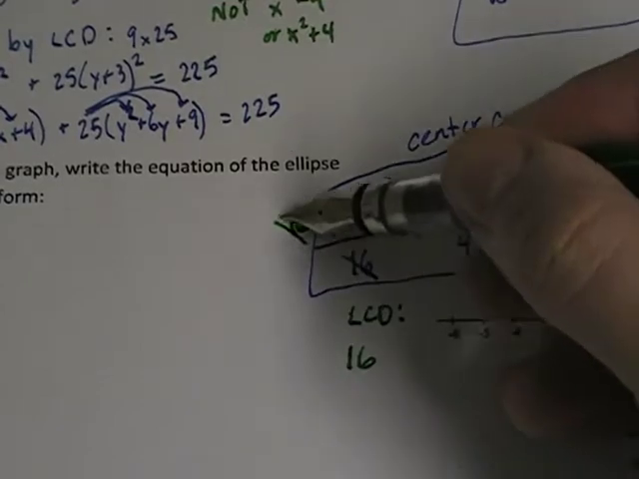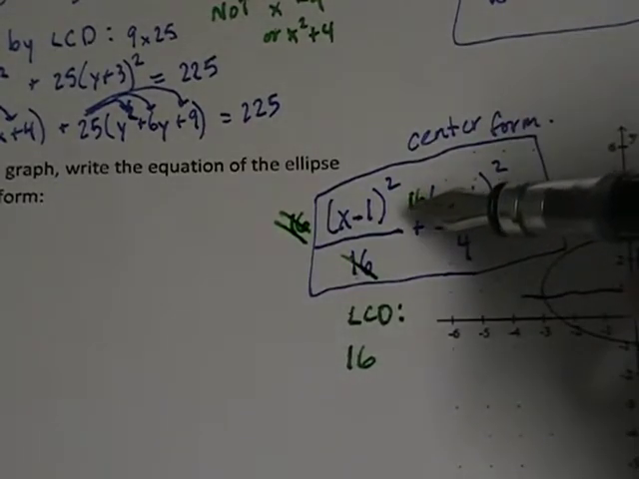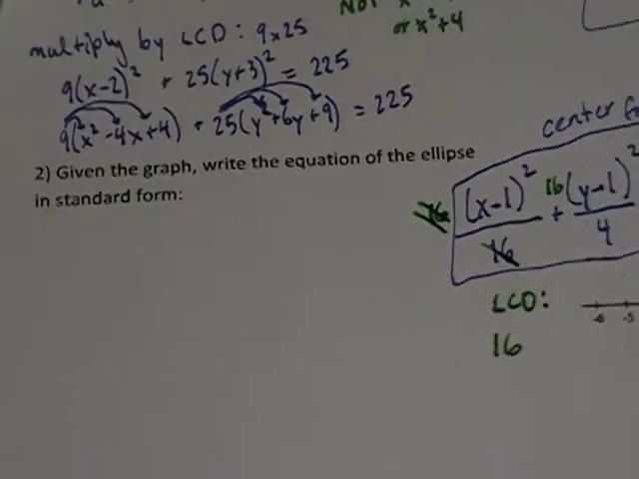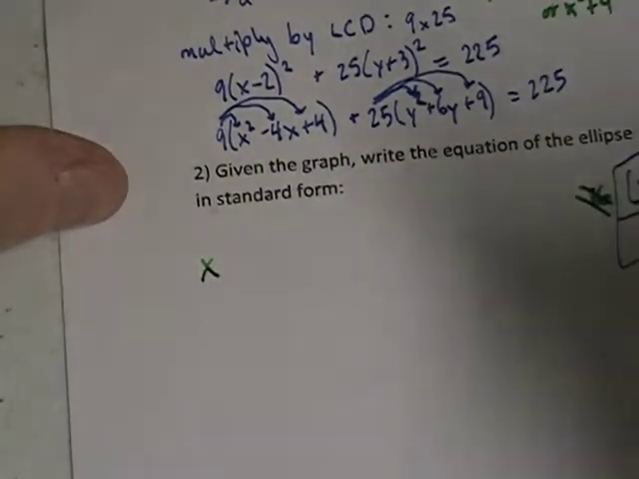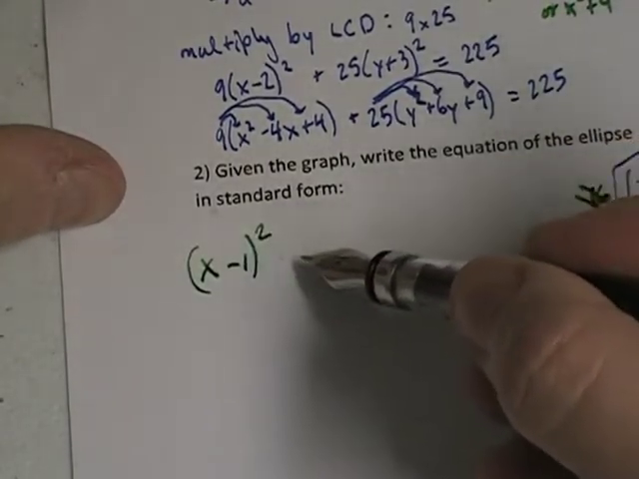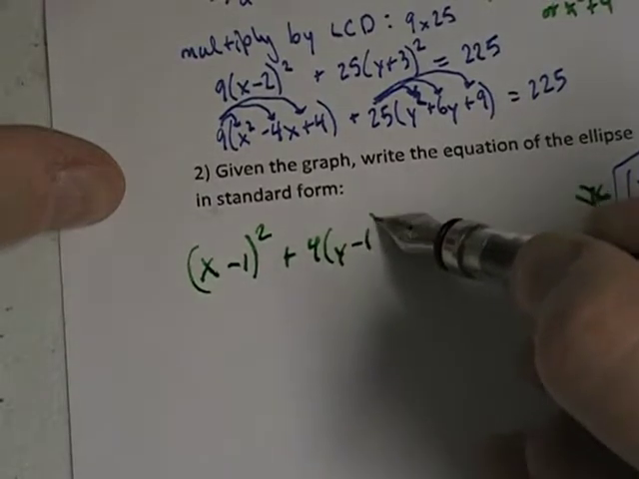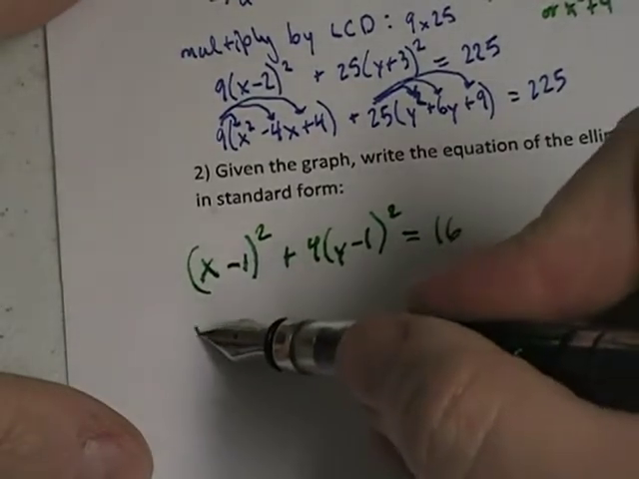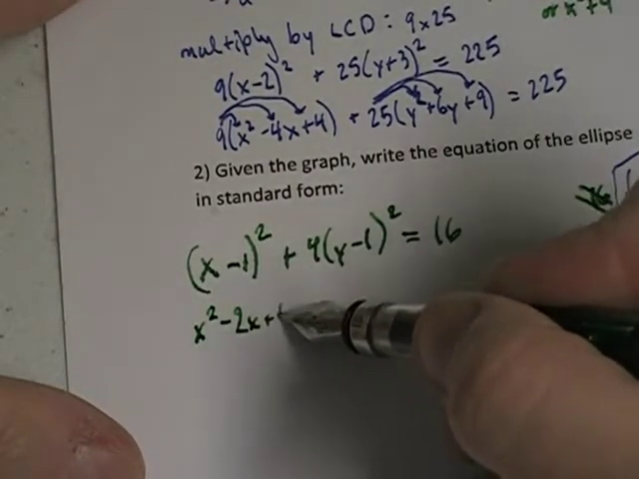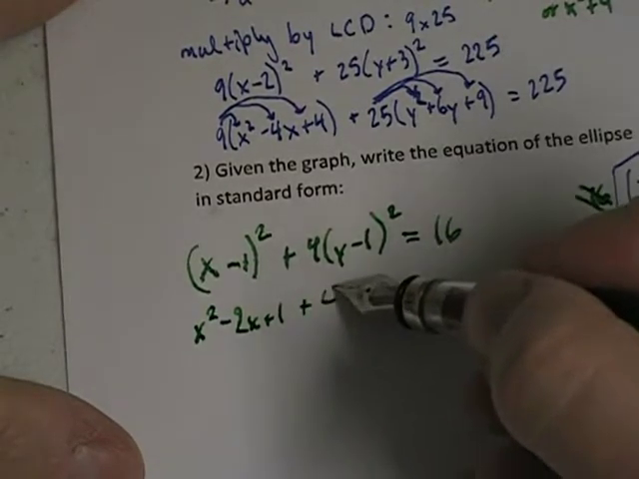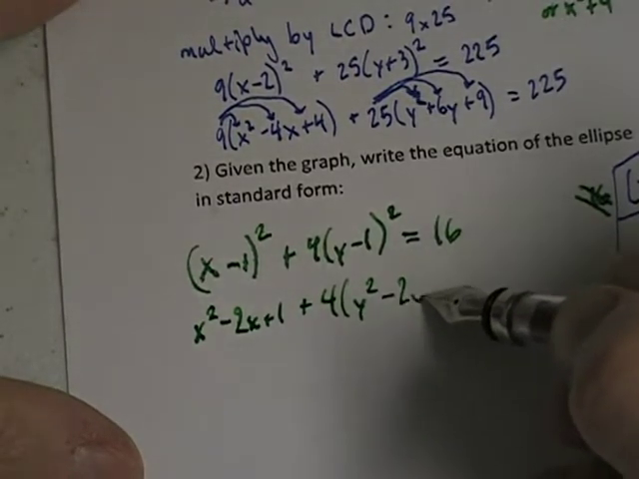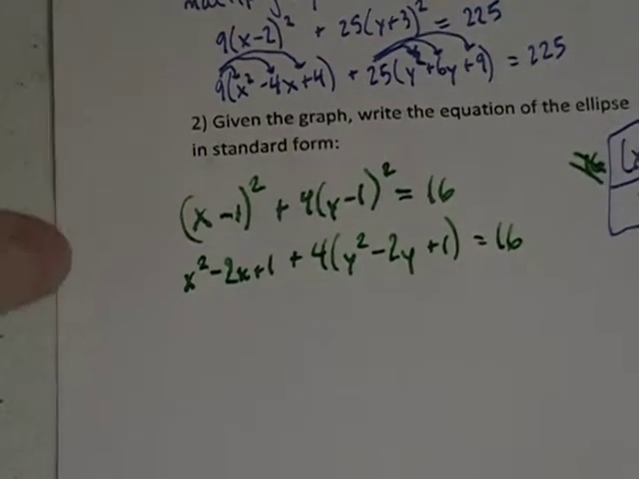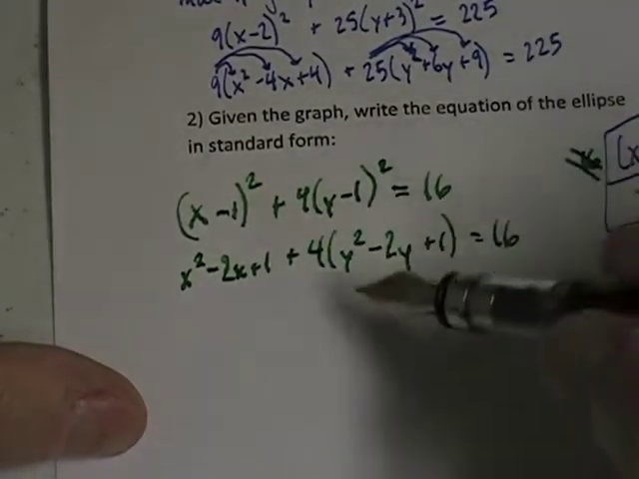Well, these go away. This 16 breaks into 4 and 4, and one of the 4's will go away. And so we're going to end up with something that looks like this. We're going to end up with x minus 1 squared plus 4 y minus 1 squared equals 16. Okay? Square that, you get x squared minus 2x plus 1. You square that, and you get y squared minus 2y plus 1. Okay? Now, you're going to distribute this and then combine your like terms.